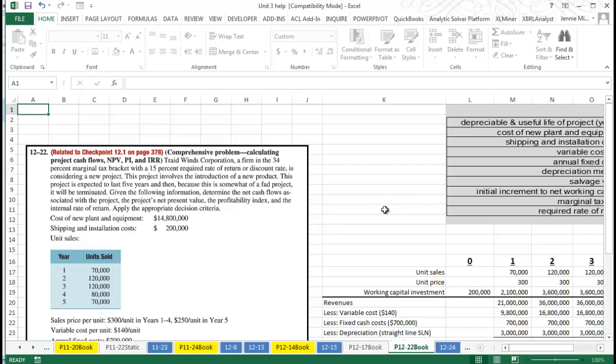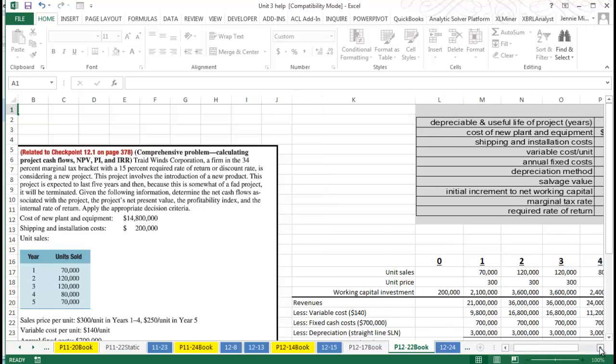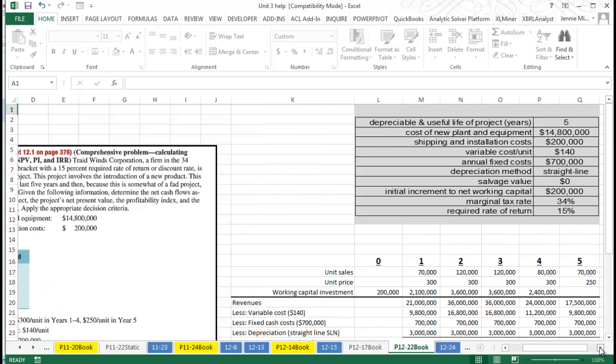First of all, as we look through the problem, one of the things I always like to do is to lay out the facts. And so we see that we have a life on the new asset expected to be over 5 years. We have the cost of the new plant and equipment of $14,800,000, but the shipping and installation cost of $200,000 must be included in that. So we're actually talking about $15 million here.